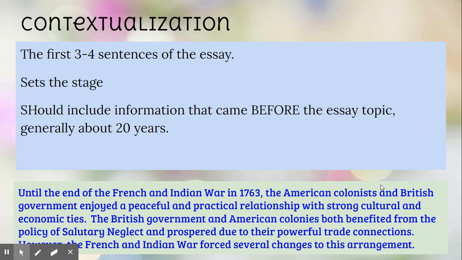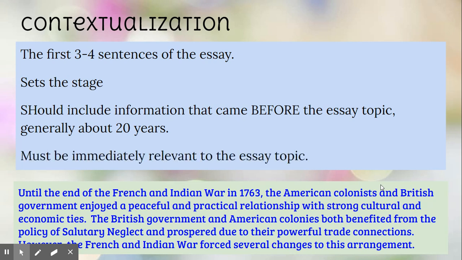So it cannot be random facts. You can't go too far outside the time period. You've got to relate it to the question. So for example, that's what I was saying there. It must be immediately relevant to the essay topic. So it can't just be random facts. It can't be super vague. It's got to be related to that topic. So in this case, it's got to be related to something with the relationship between the American colonists and the British government. There's got to be a relationship there.